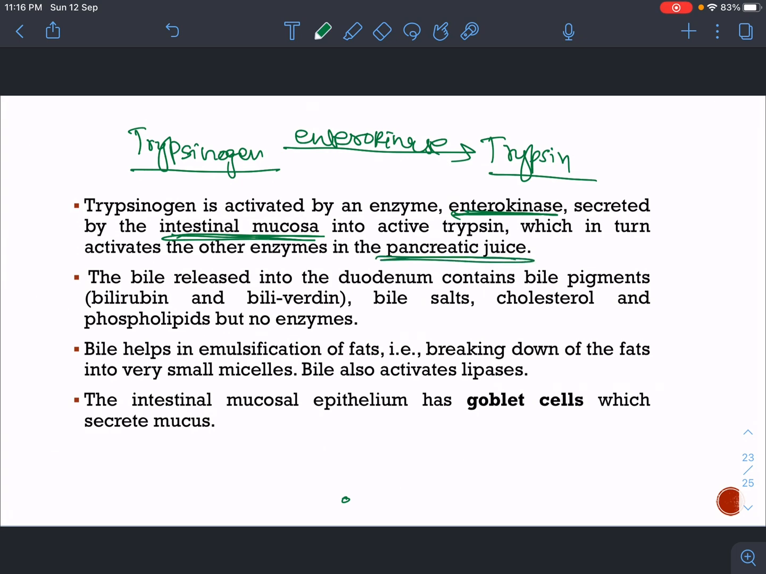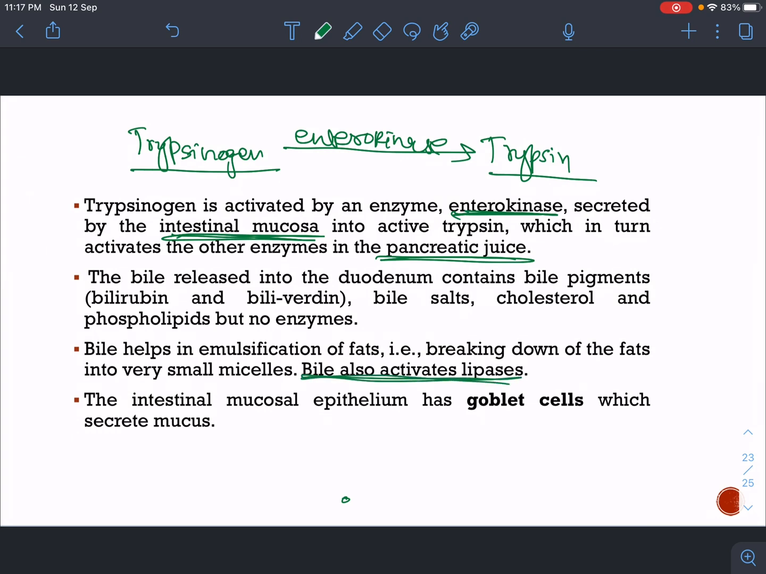The bile released into the duodenum contains bile pigment, that is bilirubin, biliverdin, bile salt, cholesterol and phospholipid, but they do not have any kind of enzymes. Bile helps in emulsification of fat, that is breaking down of fat into very small micelles. By micelles I mean small globules. They are broken down into very small globules so that they can be easily absorbed by small intestine. Bile also activates the enzyme lipases.